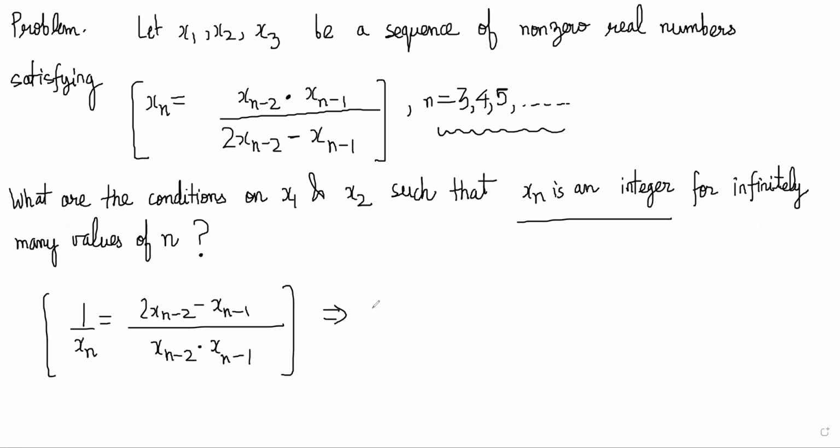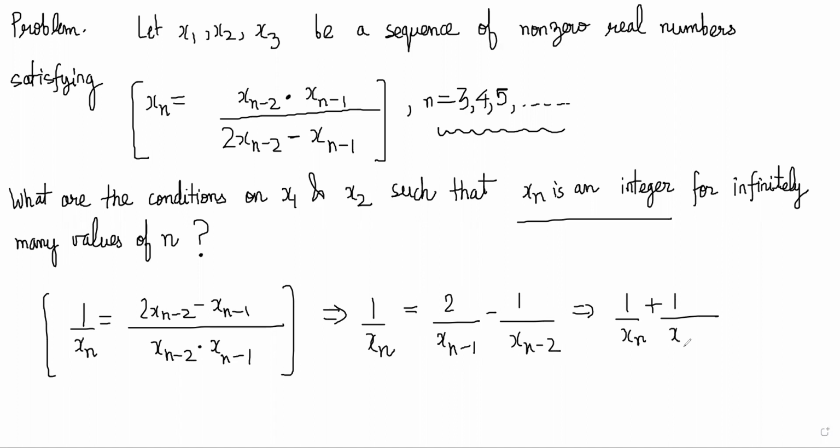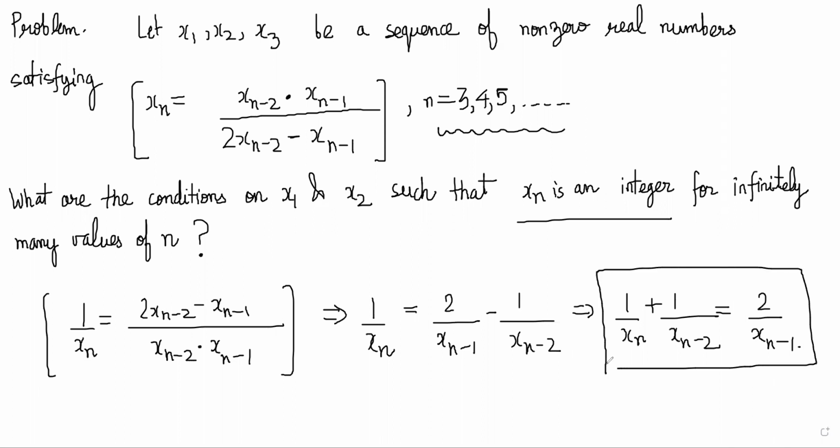So if you simplify it a little bit here, you will realize that 1 by xn is equal to 2 by x of n minus 1 minus 1 by x of n minus 2, which looks like this: 1 by xn plus 1 by x of n minus 2 is equal to 2 by x of n minus 1. Now, this type of relation is familiar to many students. This is obviously an AP in the reciprocal. So basically, this is a harmonic progression.